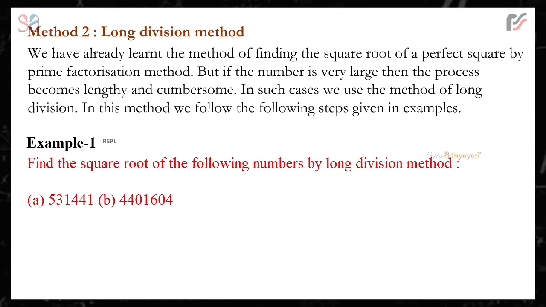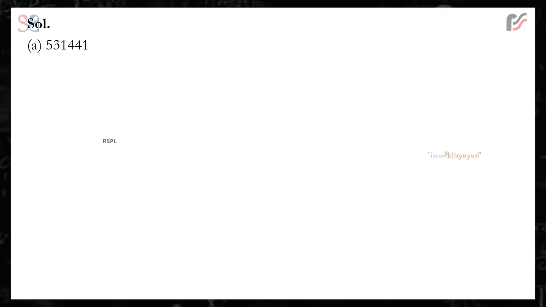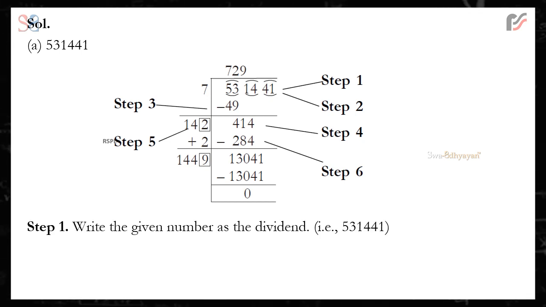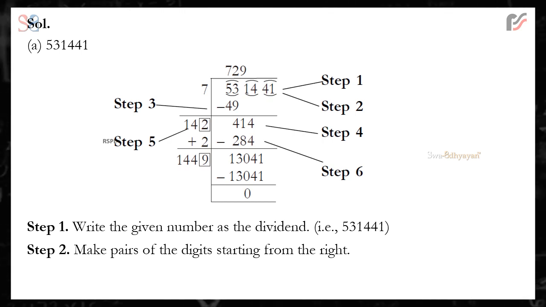Example 1. Find the square root of the following numbers by the long division method. A. 5,31,441. B. 44,01,604. Solution: A. 5,31,441. Step 1. Write the given number as the dividend, that is 5,31,441. Step 2. Make pairs of the digits starting from the right.